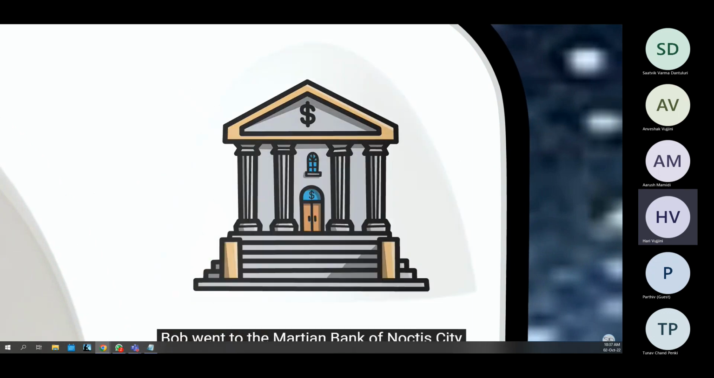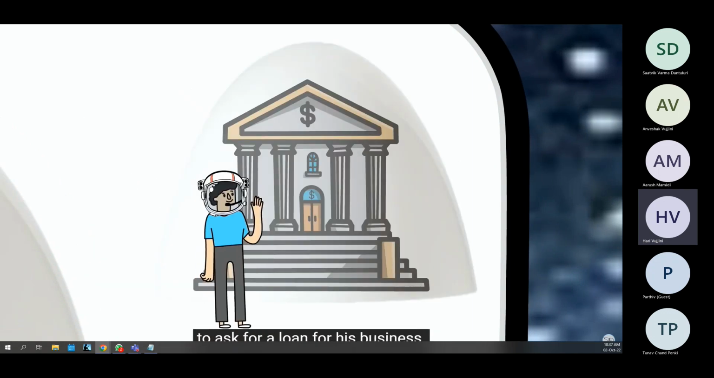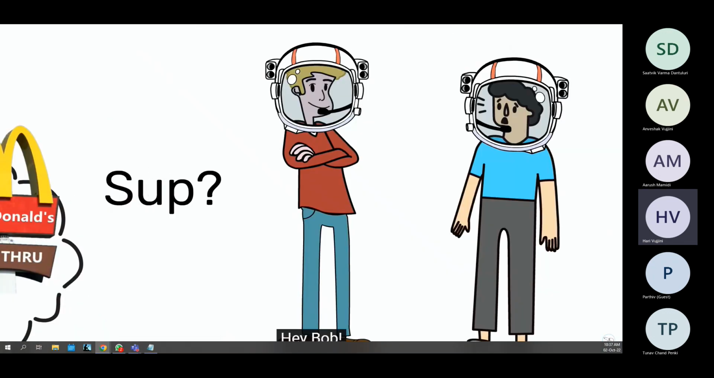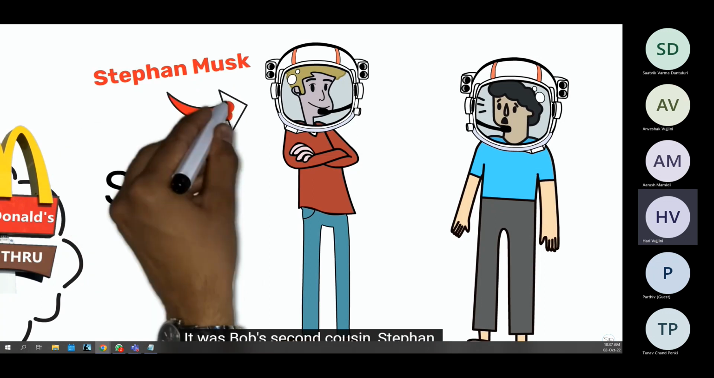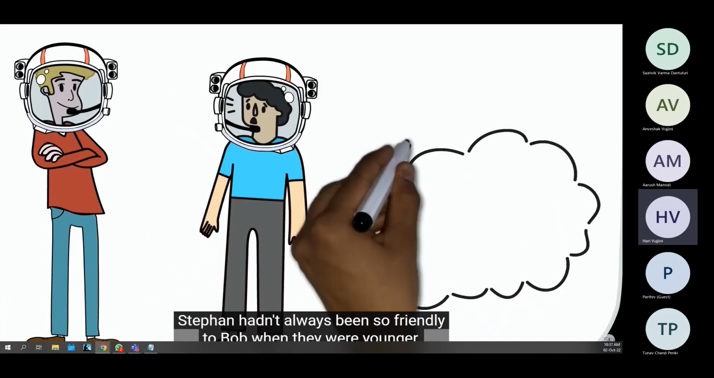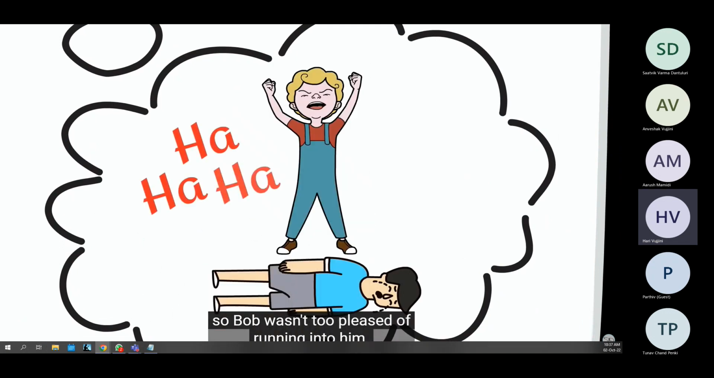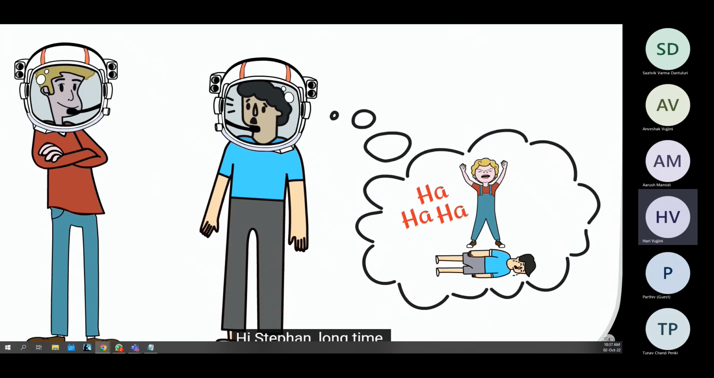Bob went to the Martian Bank of Noctis City to ask for a loan for his business. While waiting for a representative, someone gave him a heavy pat on his back. "Hey, Bob. Long time. What are you doing in a place like this?" It was Bob's second cousin, Stefan. Stefan hadn't always been so friendly to Bob when they were younger, so Bob wasn't too pleased at running into him. "Oh, hi Stefan. Long time."